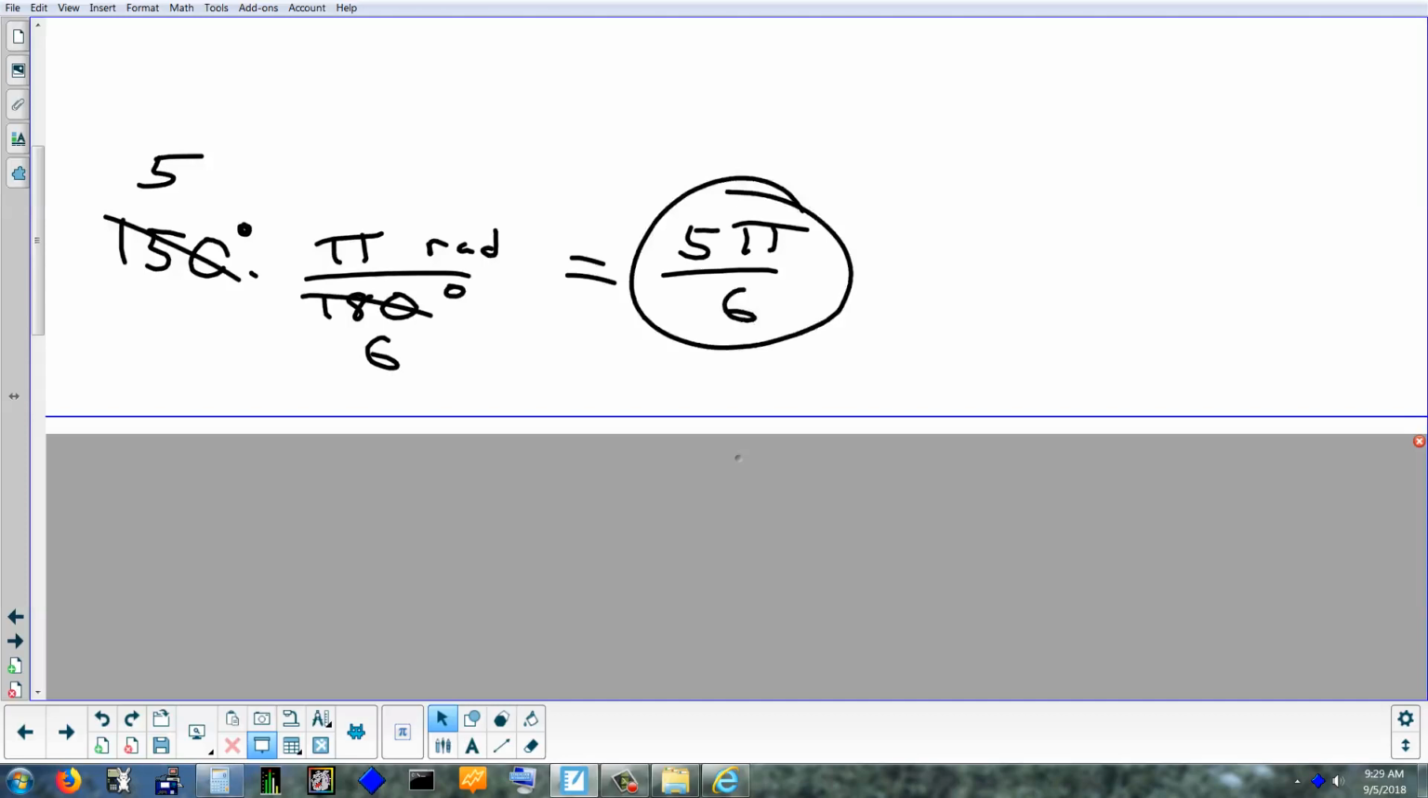And if you're like, well, how come we're not changing it to a decimal? You don't have to. Unless they say to round it to 2 decimals or 3 decimals, you leave it just like that. You don't use decimals unless they say to. Okay. Any questions on that?